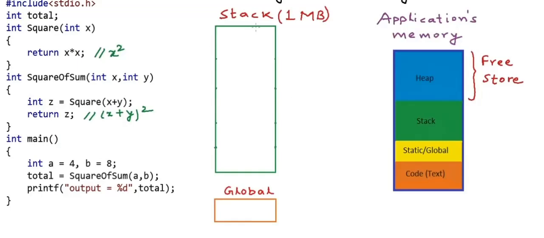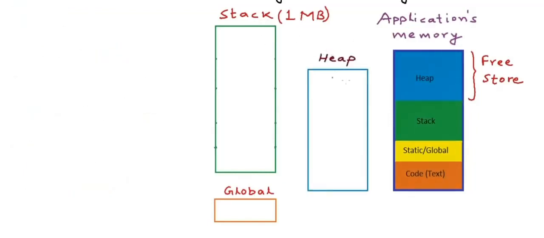Heap is also called dynamic memory, and using the heap is referred to as dynamic memory allocation. Let us now see how to use the heap in our C or C++ program. I will clear this code on the left, and I will draw one more rectangular block here for heap. There is one more thing that I must point out before moving forward.